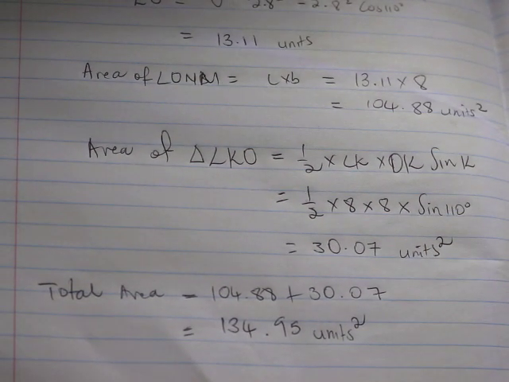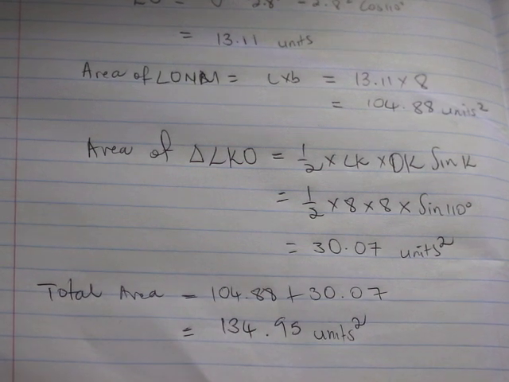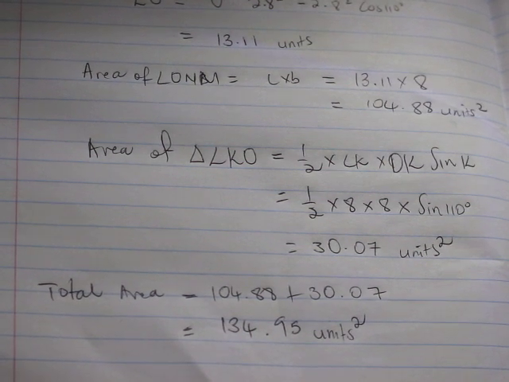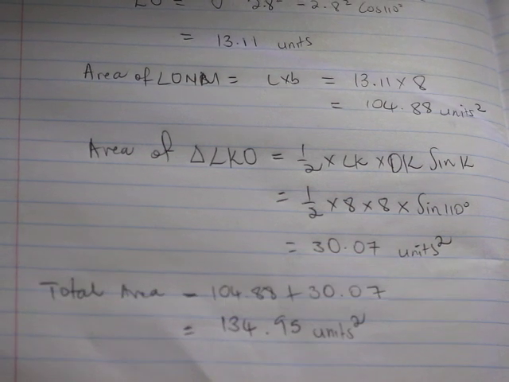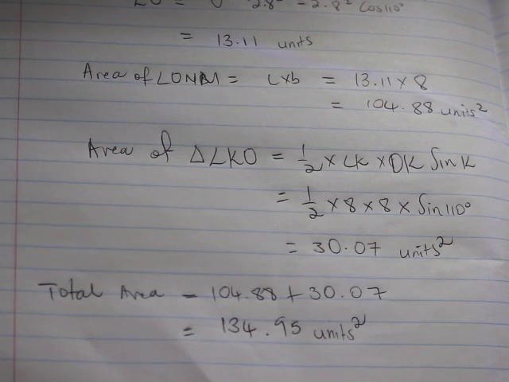All right, you don't always have to say units squared. If you're given the lengths in meters, then you'd say meters squared. If you're given the length in centimeters, then you'd say centimeters squared. It depends on what units you're given, but in this case, unfortunately, there aren't any specific units that we're given.